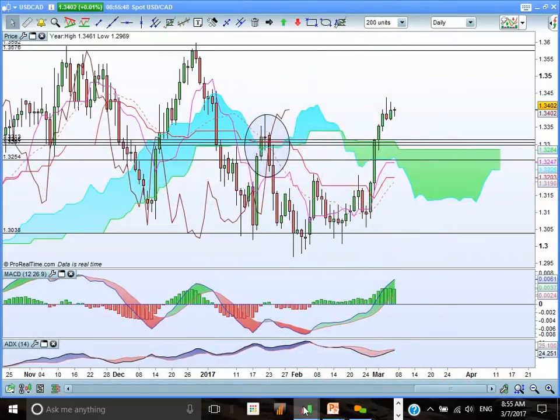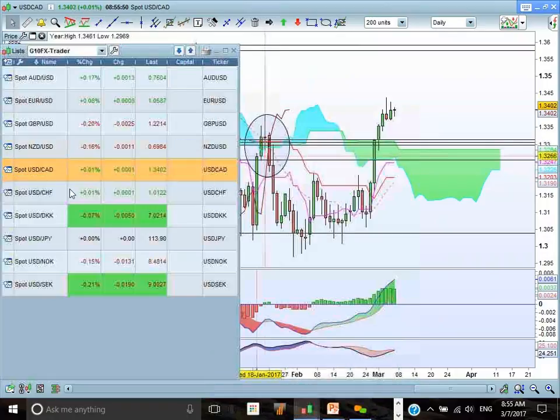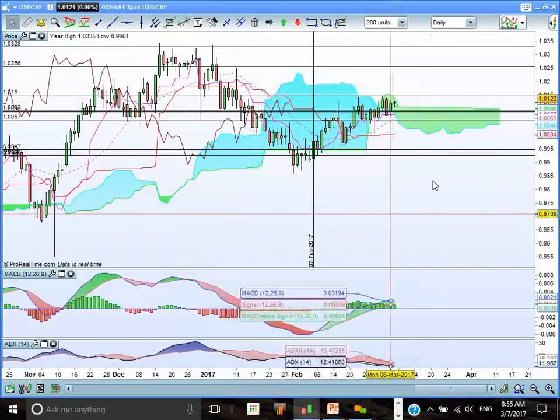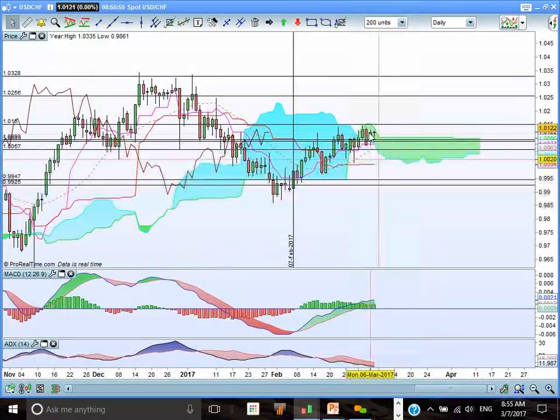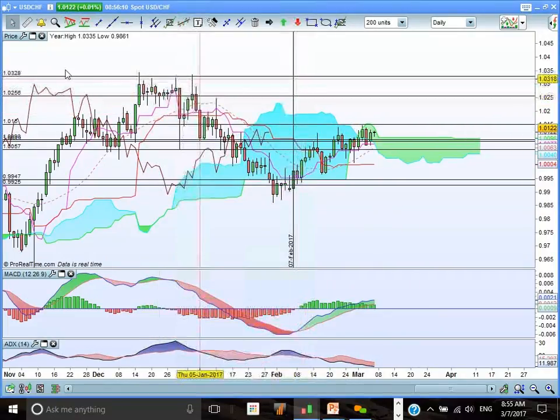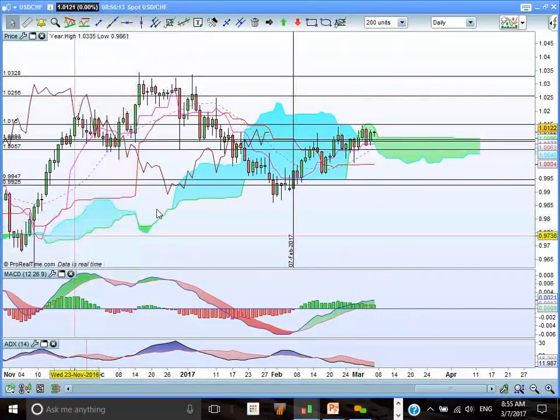To the downside. Okay. US dollar Swiss franc, trading within this tight trading range. It needs to break out past the cloud chart resistance to the upside. That would then activate these upside resistance targets at 1.019 and then 1.0252 and then 1.03. These are the upside targets.